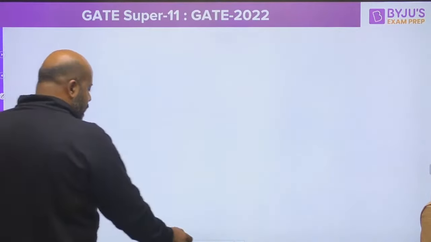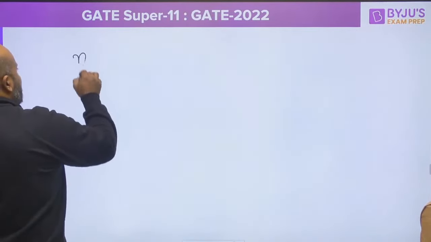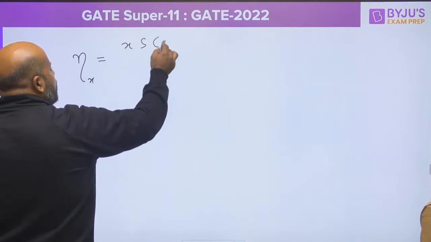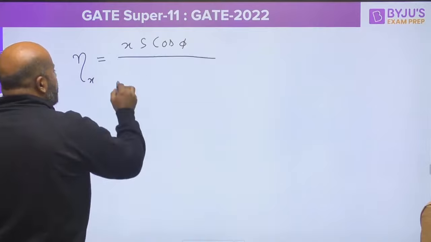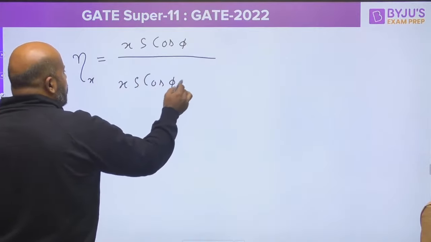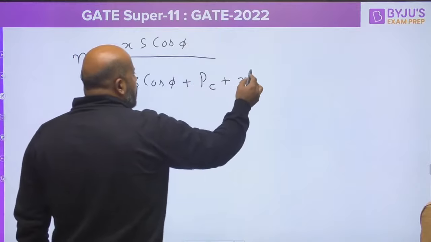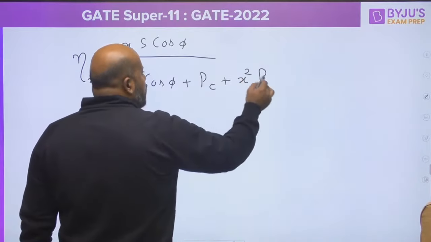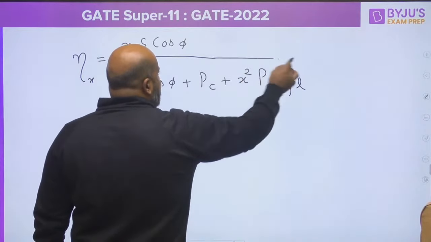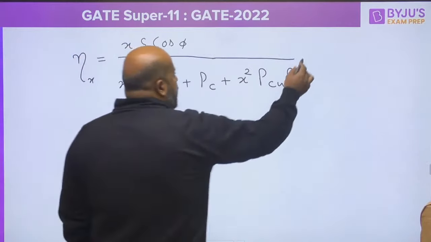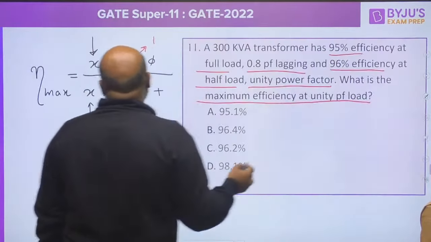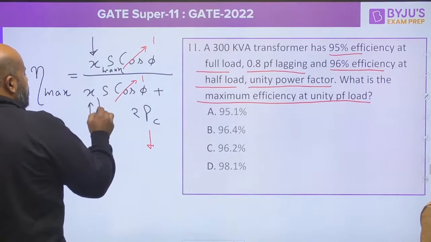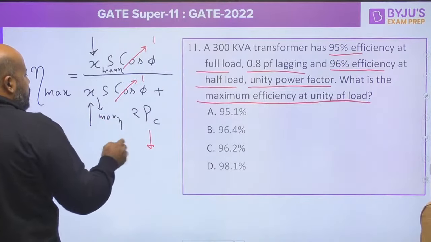For example, how are you writing the efficiency? You are writing the efficiency at any load x as x S cos phi upon x S cos phi plus constant losses plus x square full load copper losses. This is how you write the efficiency, multiplied by 100. This x is not the x for maximum efficiency. Are you getting this? Don't confuse it with that.